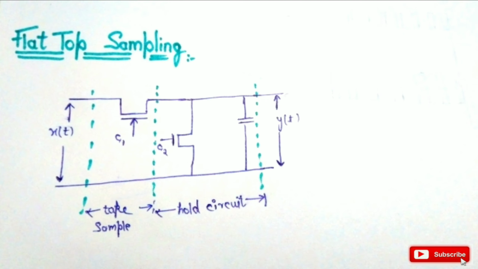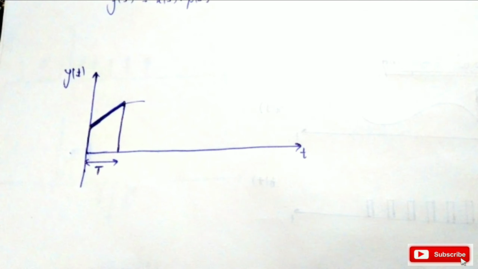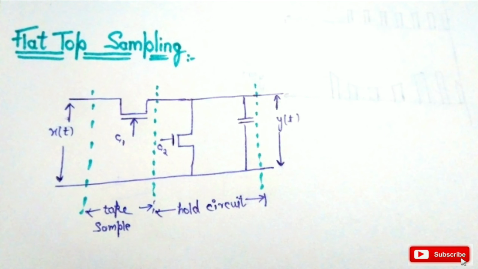In this video, we will discuss flat top sampling. In the last video, we discussed instantaneous sampling and the natural sampling process. As we discussed, in natural sampling the amplitude varies linearly, so there is a chance of noise interference. So instead of a linear top, we go to a flat top, and that is done by flat top sampling.